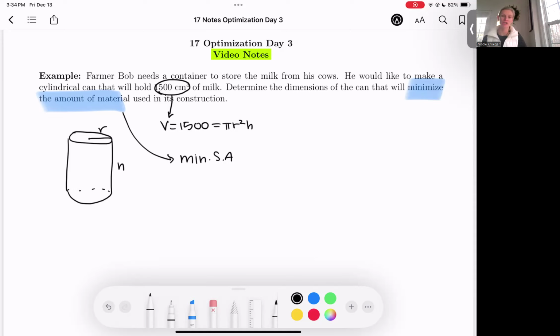Okay, so that is our constraint for this problem, because we know what that's equal to. And then the thing that we're trying to minimize is surface area. I'll call this A. So the surface area of a cylinder comes from the surface area of the top and the bottom. So those are our circles. The area of a circle is pi r squared. And there's two of them. So we're going to have 2 pi r squared. And so that gives us the top and the bottom.